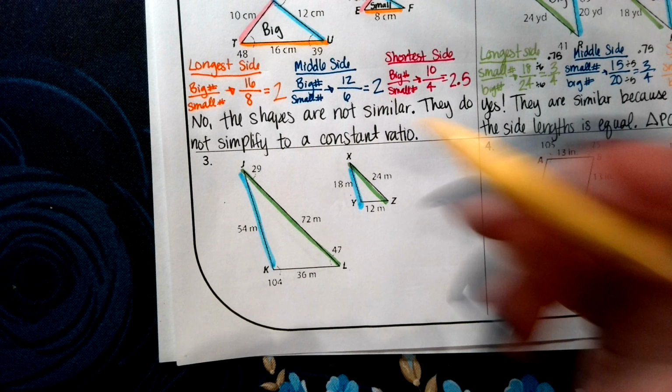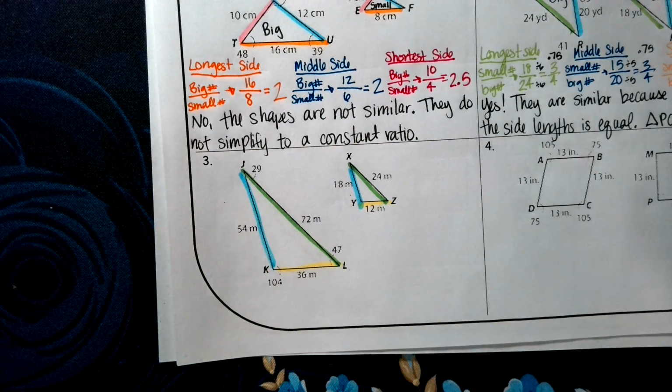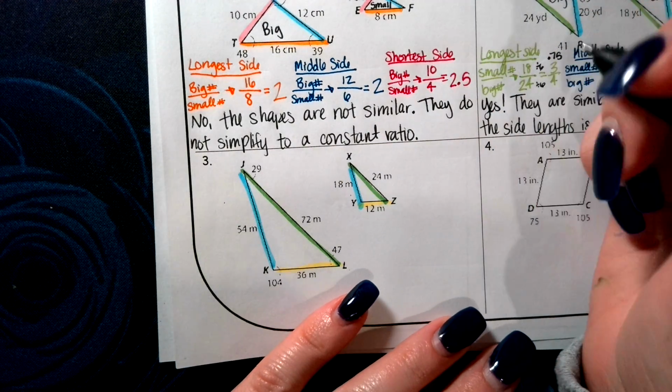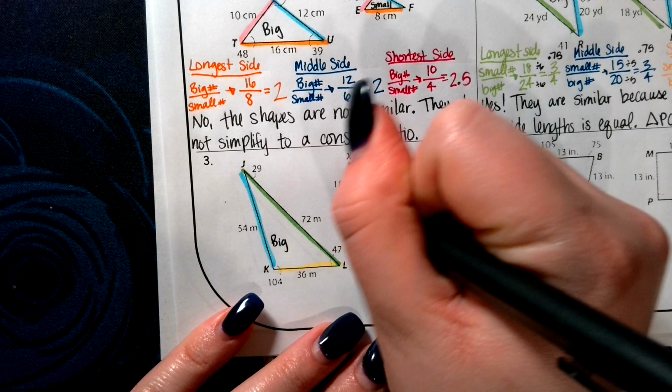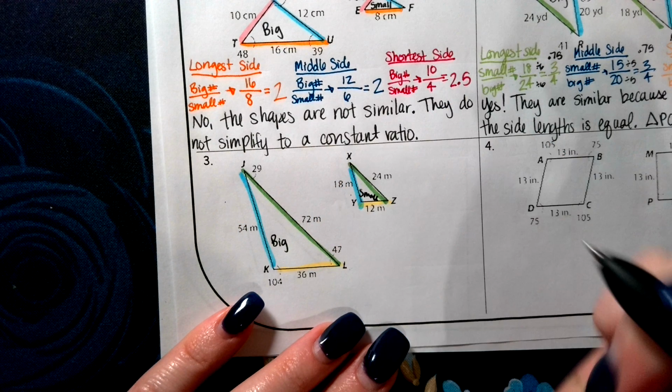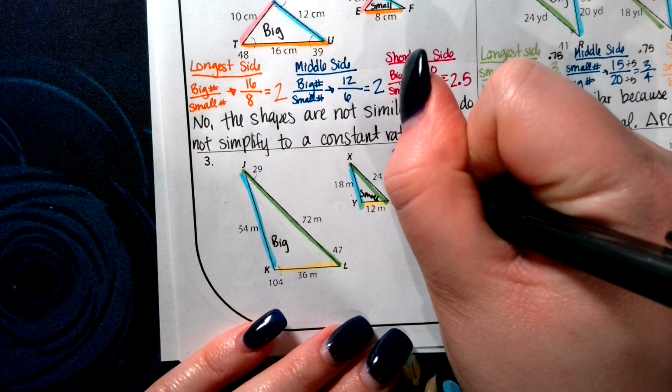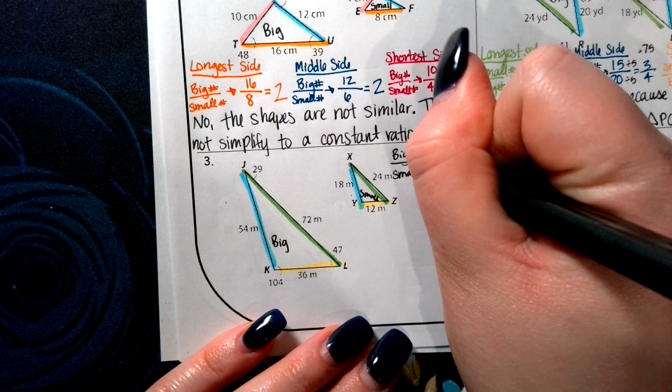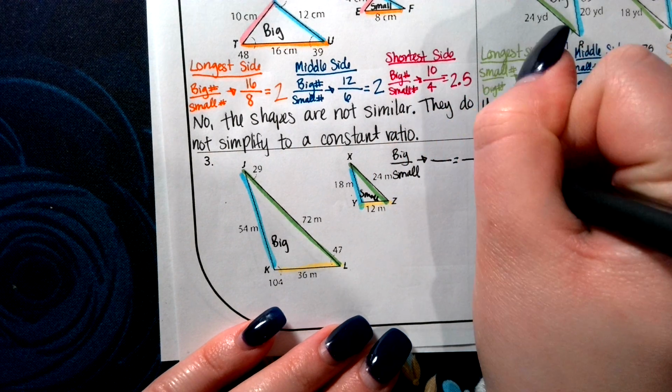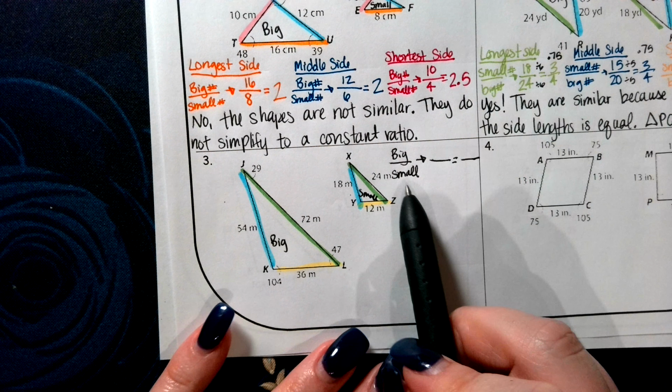Another way that you can do this is by setting up ratios to see if the side lengths match. So what I'm talking about is I can set up a proportion. I'm still going to compare my big and my small shapes. I'm still going to start off with a word ratio. I'm going to put my big sides over my small sides. It does not matter which is on top or bottom, big or small. I just am doing big this time because I feel like it. So I'm doing big over small.